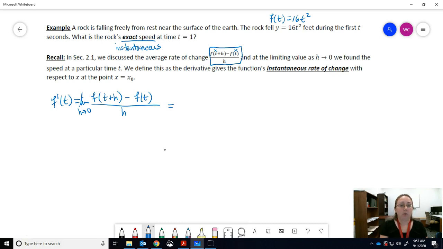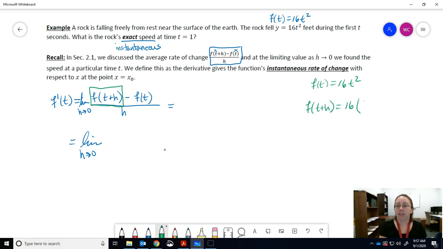Okay, let's do this. So, let's see, limit as h goes to 0. So first of all, like usual, I'm going to work this out on the side, f of t plus h. So if f of t is 16t squared, what is f of t plus h?